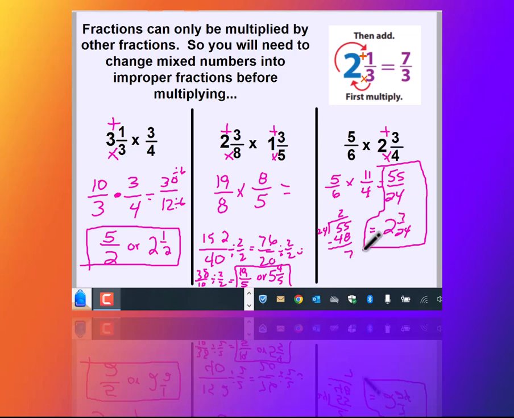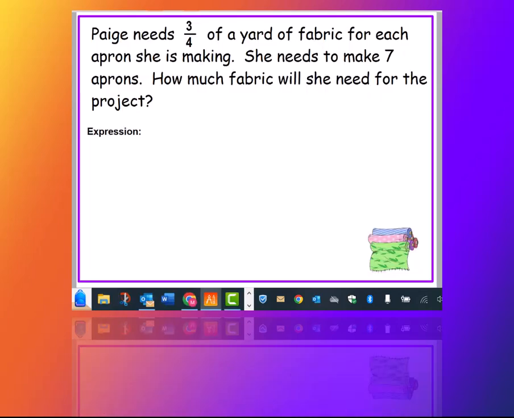That remainder is our new numerator, so 2 7/24. Okay, let's throw in a couple of word problems. Paige needs 3/4 of a yard of fabric for each apron she is making. She needs to make 7 aprons. How much fabric will she need for the project?